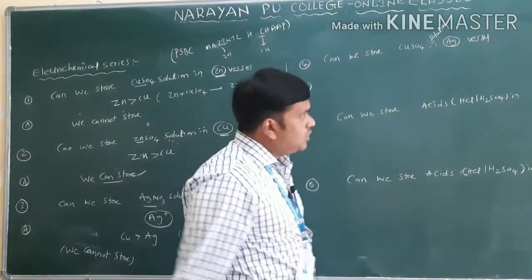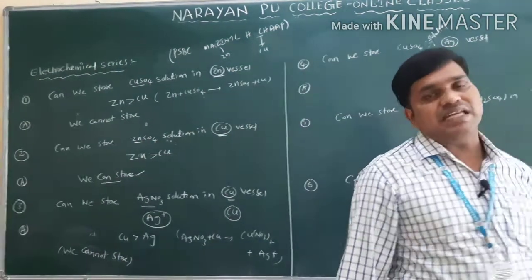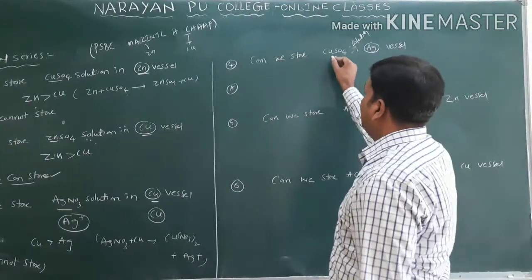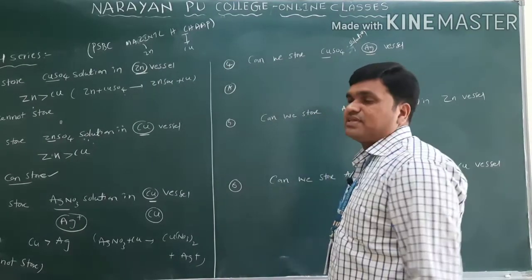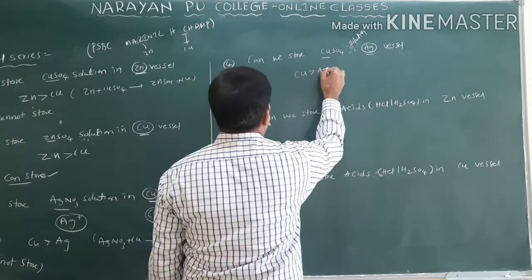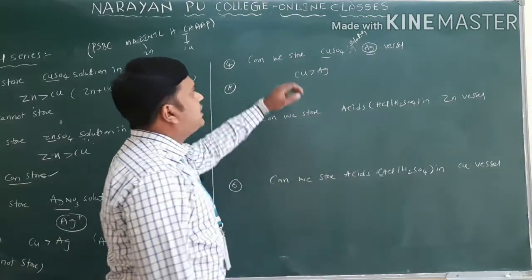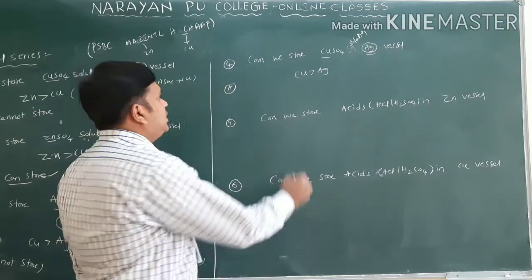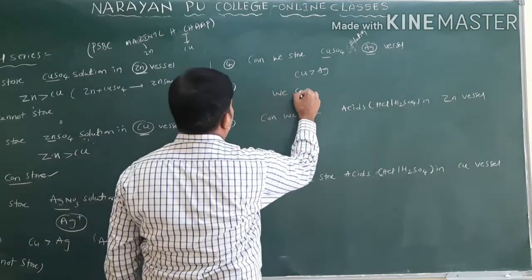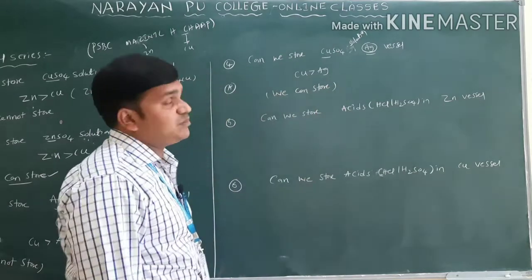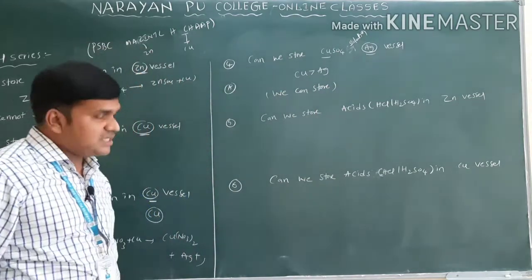Come to the fourth question. Can we store copper sulfate solution in a silver vessel? Can we store copper sulfate solution in what? Silver vessel. Here copper is there and silver is there. Which is more reactive? Among copper and silver, copper is more reactive than silver. So copper displaces silver, but silver does not displace copper. So we can write here, we can store. We can store why? There is no chemical reaction that takes place between copper and silver.